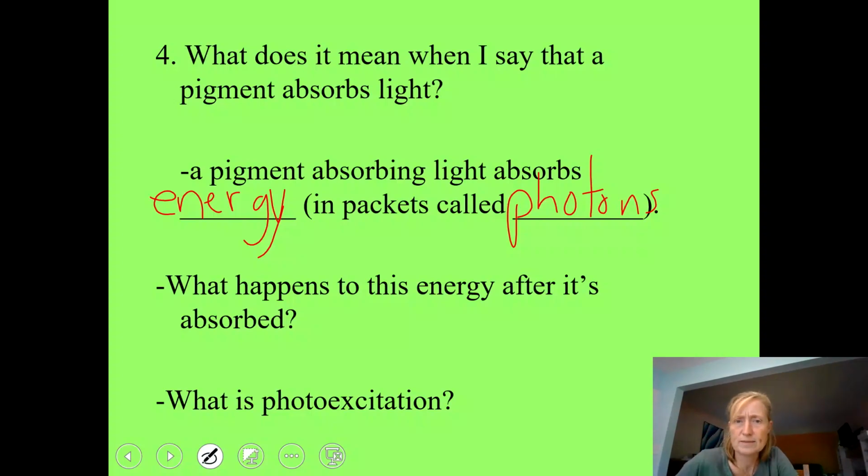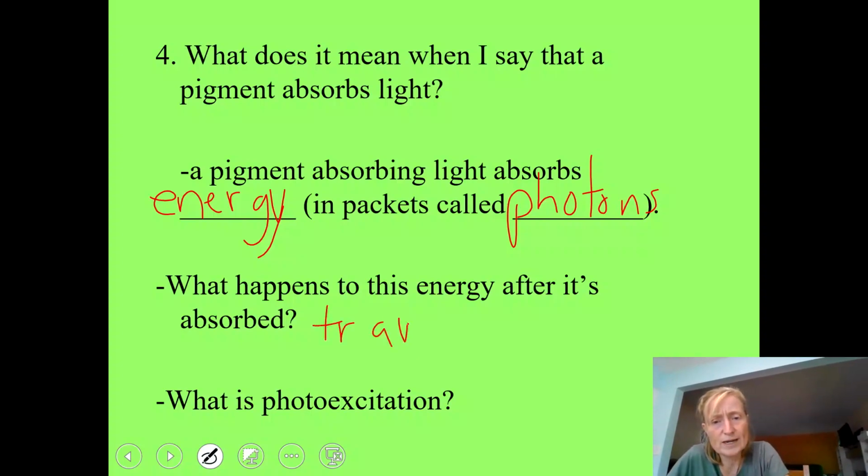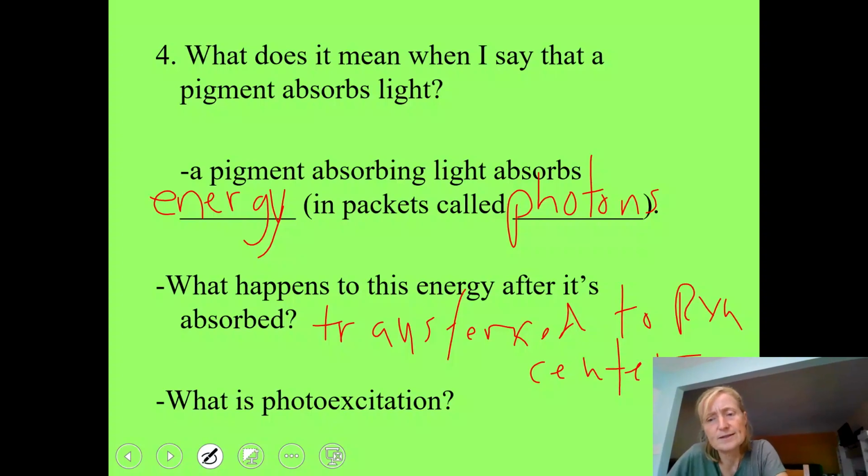At least most of these antenna pigments are transferring light energy to the reaction center chlorophyll A molecules. What happens to this energy after it's absorbed? Well, it's transferred, so we can write that in, transferred to the reaction center, where the reaction center chlorophyll A molecules get excited, and their electrons are temporarily excited.